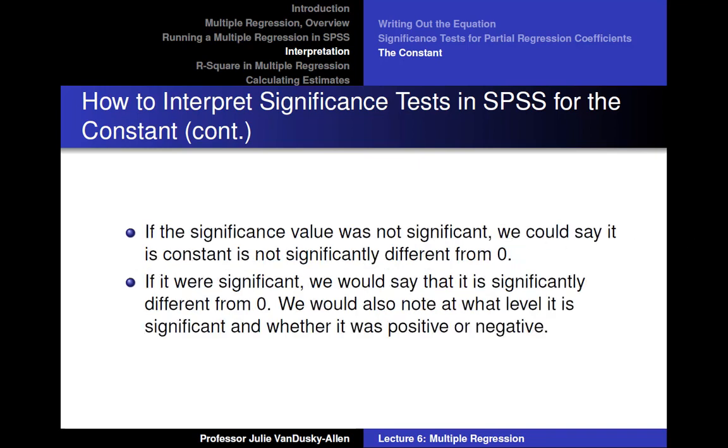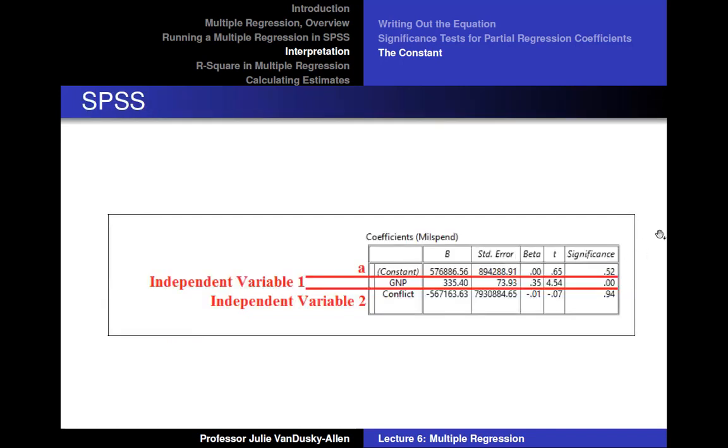Now, if the significance value is greater than 0.05, it is not significant. If this is the case, we would say the constant is not significantly different from 0. If the significance value was less than 0.05, then we would say it was significant. We would note what level of significance it was at and note whether it was positive or negative. So applying this to our example, the sig value for the constant was not less than 0.05, so the constant is insignificant. It is not different from 0.